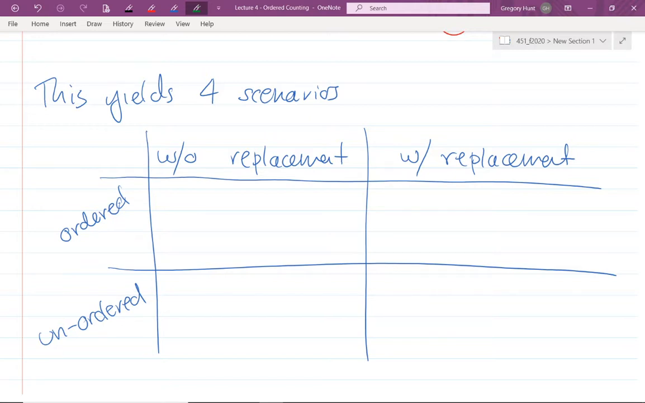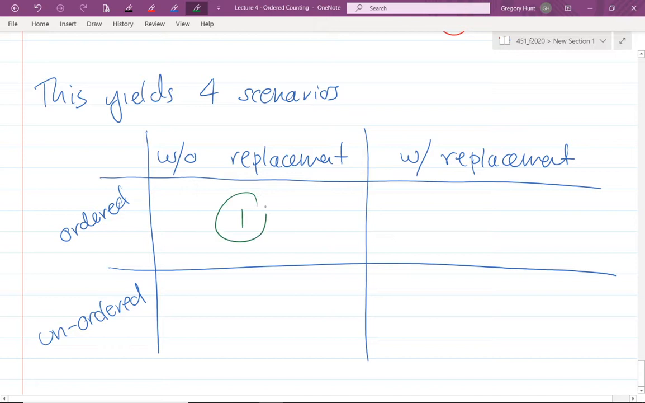I talk about this in terms of sampling, but it's really about constructing or counting things. So ultimately, it's going to be used for counting things where either I care about the order of the things I'm counting, or I don't care about the order, and I can have repeats in the things I'm counting, or I can't have repeats. So it's replacement or not replacement. It's just different language.